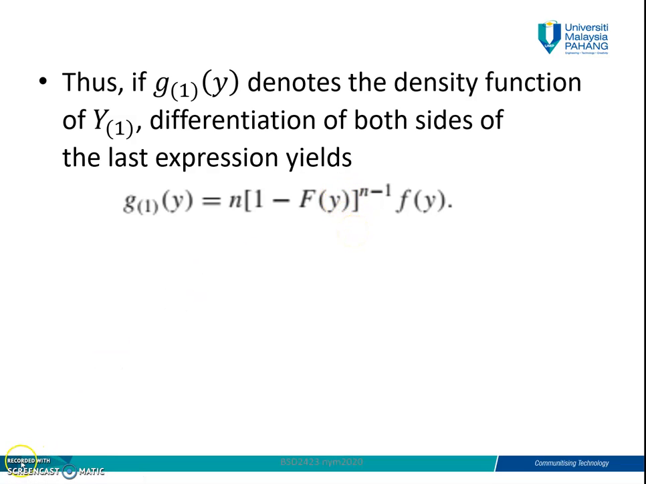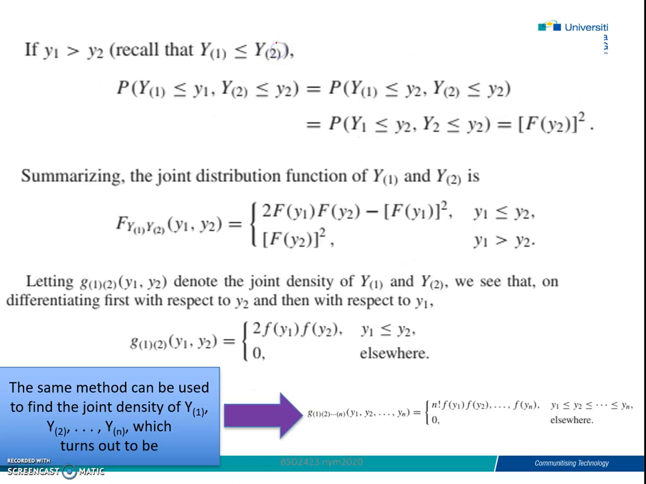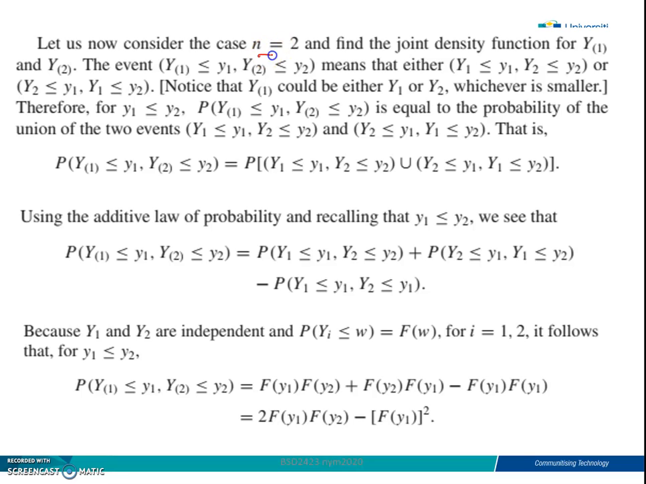Now we try the theory that we discussed in the previous slide. We consider n equal to 2. Find the joint density function of y1 and y2. The event should be y1 ordered less than y1, y2 ordered less than y2, which means either y1 less than y1, y2 less than y2, or you can have it like this as well.